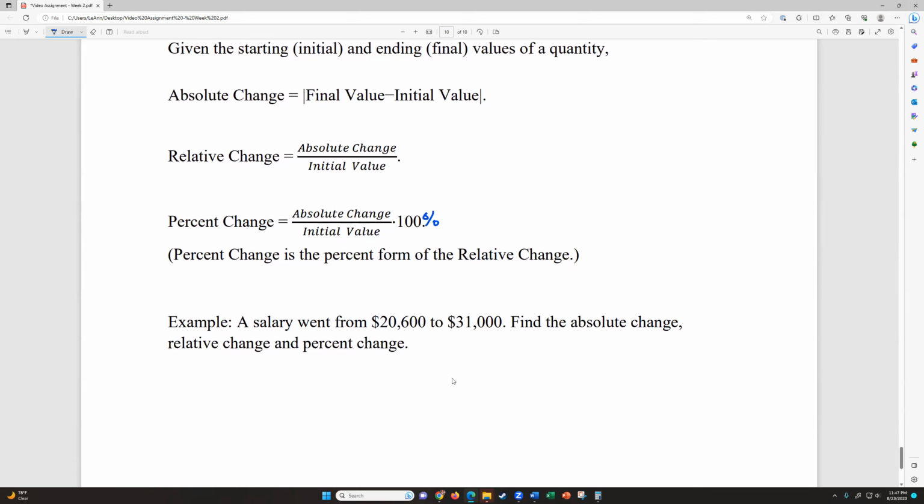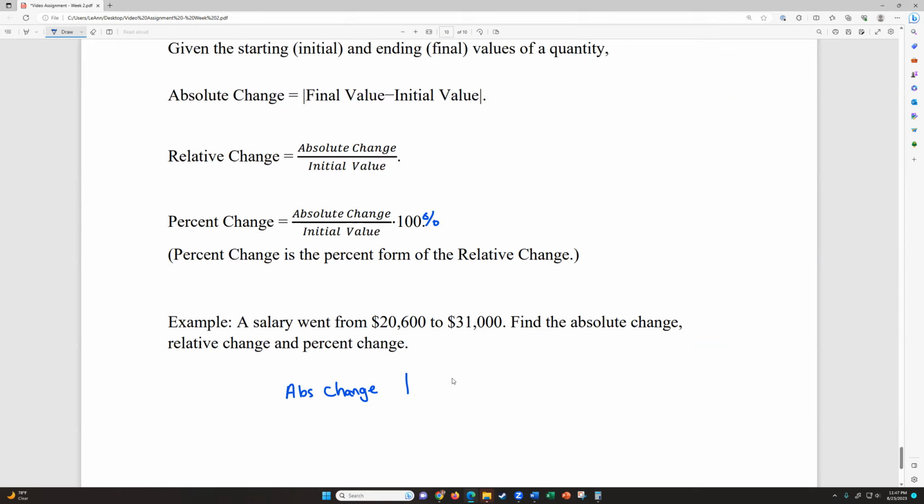I thought I'd X'd it out, but it's okay. So a salary, so this is a real life kind of discussion. Your salary went from 20,600 to 31,000. So you got a raise. Find the absolute change, the relative change, and the percent change. Okay, so the absolute change. In Newton, they always report this as positive, so that's why we do the absolute value. But you could still say this was an increase because we went from a lower value to a higher value.